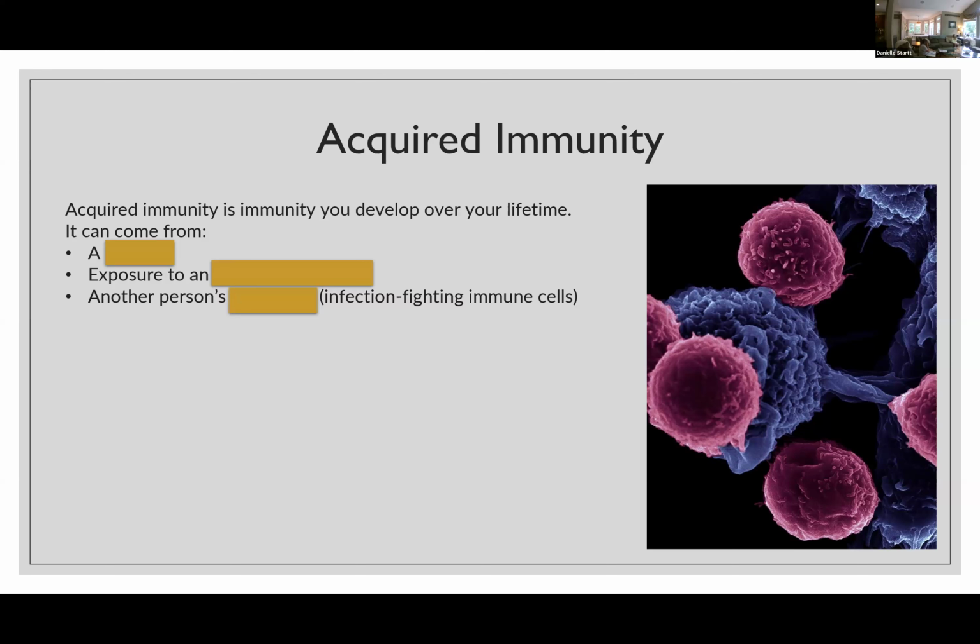So acquired immunity is immunity you develop over your lifetime. It can come from a vaccine, exposure to an infection or a disease, or another person's antibodies. So a vaccine, what's the purpose of a vaccine? It's usually a weakened virus that can't really replicate, but you put it in your body and your immune system sees it and goes, all right, I need to develop the right weapons to fight this particular virus.